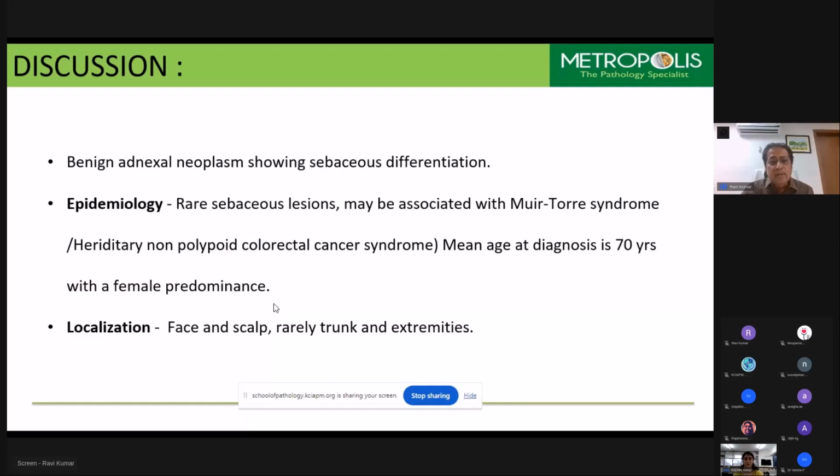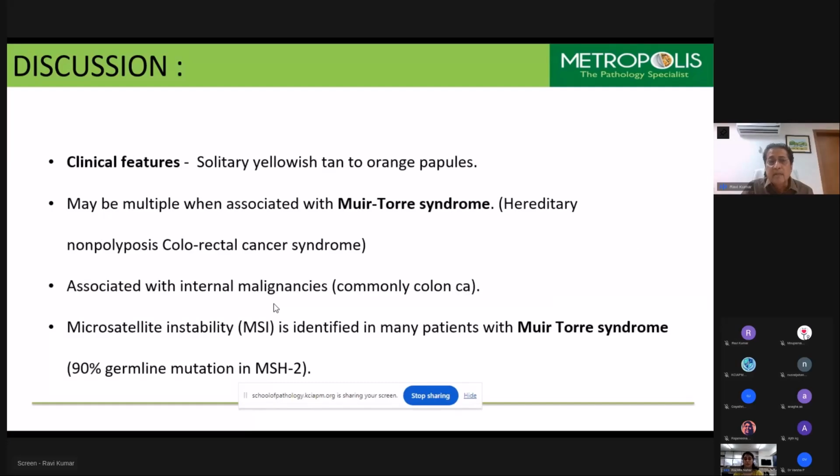Okay. So localization is face and scalp. Rarely you can also see it in the trunk and extremities, right? So these are the clinical features. Basically, a solitary yellowish, tan to orange lesion. If they're multiple, then you have this hereditary non-polyposis colorectal cancer syndrome, where you have to be very, very careful. It runs in heredity, so you must see whether other members of the family also have these lesions.